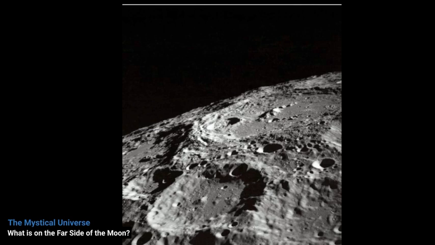Eighth, there is a variation in the temperature of the Moon. When the Sun lights its surface, the temperature goes up to 127 degrees Celsius, and when it goes down, the temperature falls to -153 degrees Celsius.